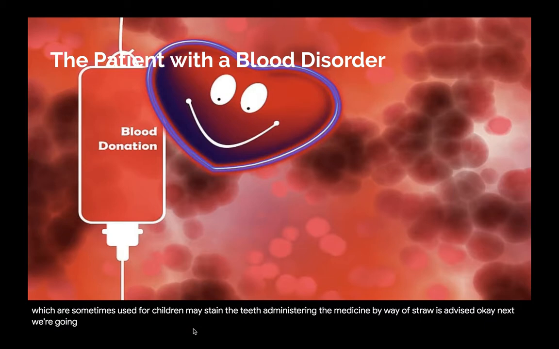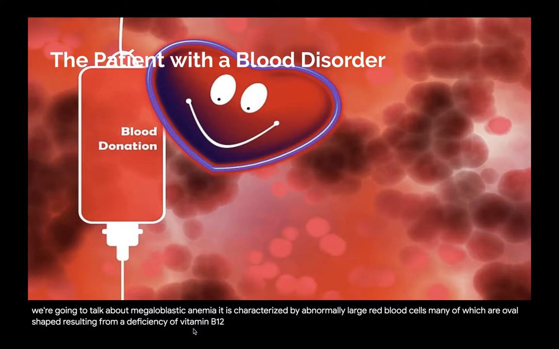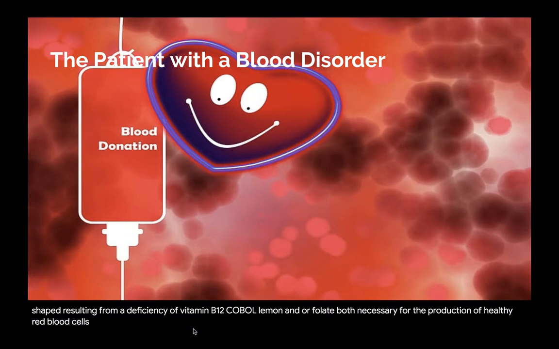Okay, next we're going to talk about megaloblastic anemia. It is characterized by abnormally large red blood cells, many of which are oval-shaped, resulting from a deficiency of vitamin B12, cobalamin, and/or folate, both necessary for the production of healthy red blood cells. Okay, so two types of megaloblastic anemia: pernicious anemia and then folate deficiency anemia.